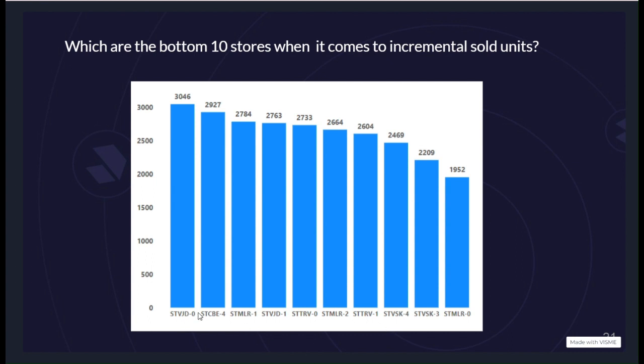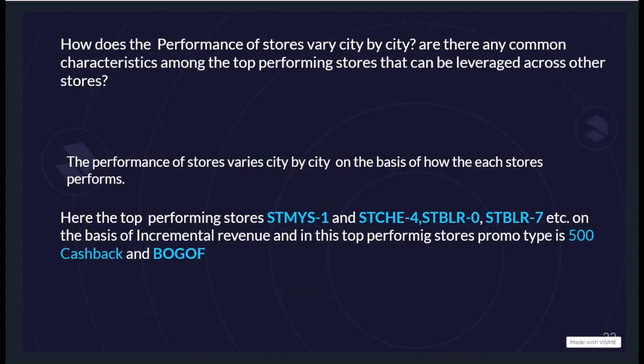As you can see in this report, we have the bottom 10 stores that generated the fewest incremental sold units. So this is the least, or you can say the worst, store in terms of incremental sold units, with 9052 sold units. Now the next question is: how does the performance of stores vary city by city?